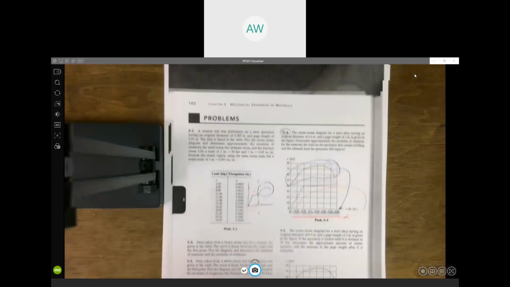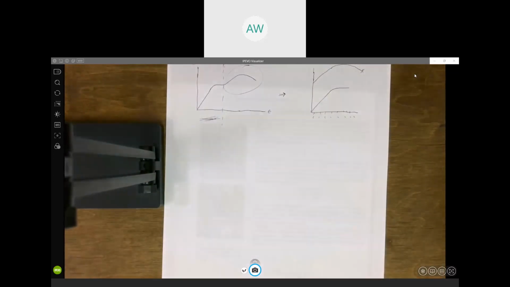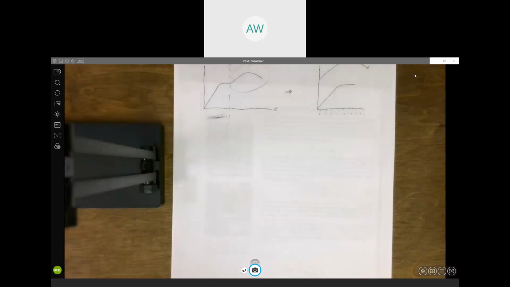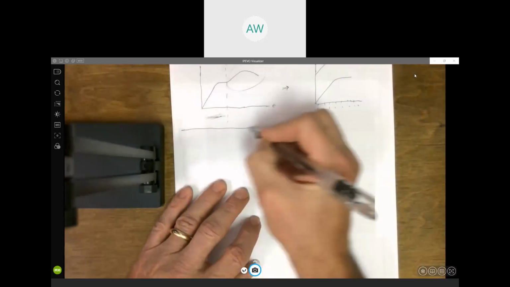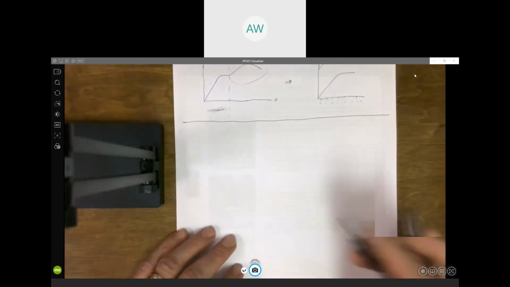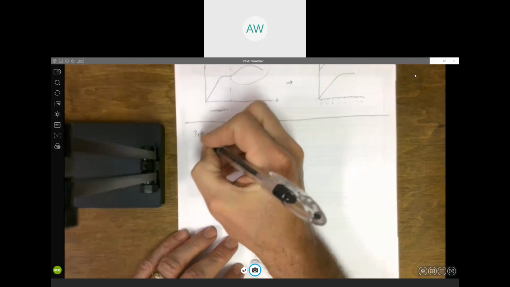All right. So let's see. Moving along, what we've got next is going to talk about Poisson's ratio. This is in section 3.6.